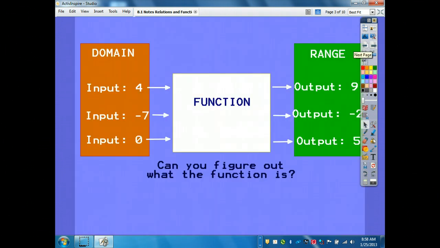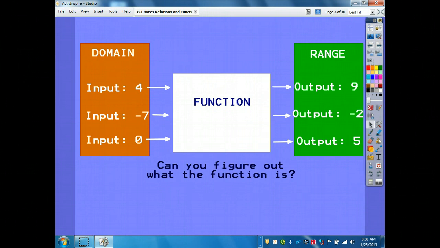It's a little visual. And another one. I don't believe this one's in your notes either, so let's just practice this one. See if you can figure this out. If my input is a 4, whatever my function does to that 4 turns it into a 9. That same exact function, if I do that to a -7, it turns it into a -2. And then, what can I do to the 0 to make the output become a 5? What function am I doing to all three of those numbers?